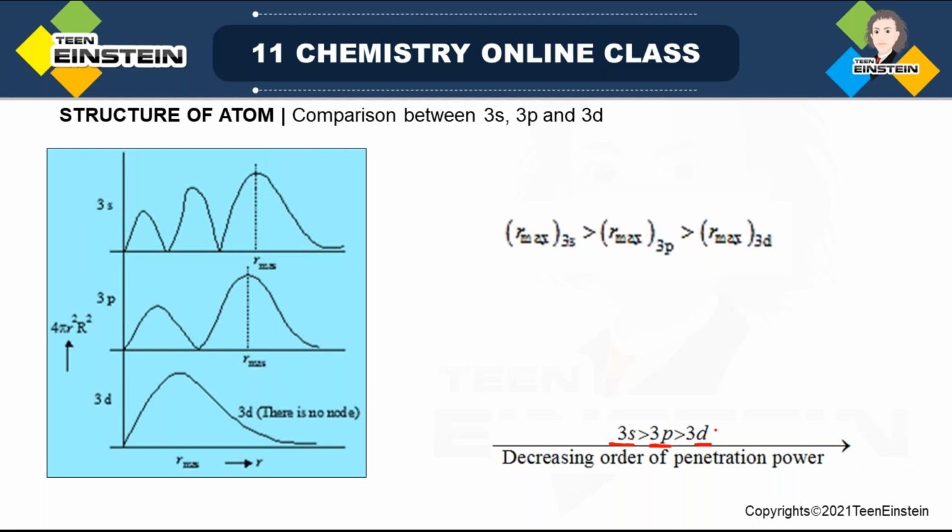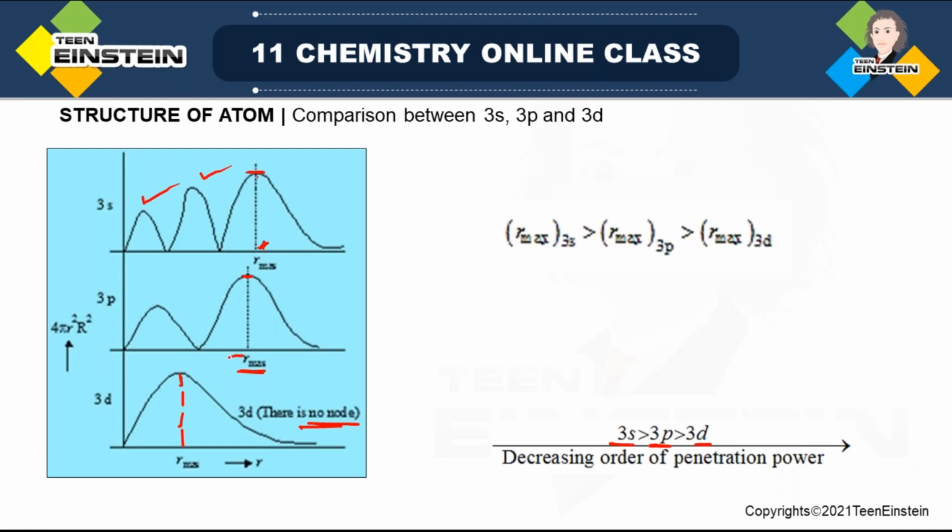Now, how can we prove it from this diagram? So see here, a single picture is taken where 3s, 3p, 3d you can see simultaneously. So we have taken it together so that we can compare. For 3d there is no node, and this is the maximum. For 3p you have to choose the second hump because the height is high. So this is the R max, the maximum R value for this maxima. And for 3s there are 3 humps, but we have to choose the last one because this peak height is high. Now you can see R max for 3s is here.